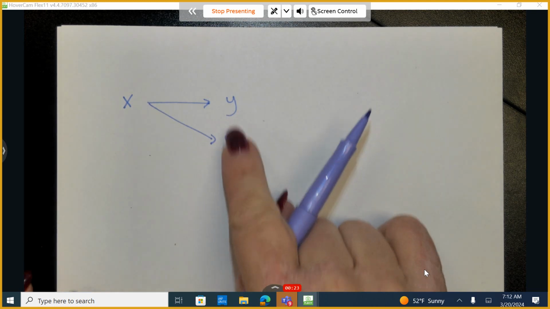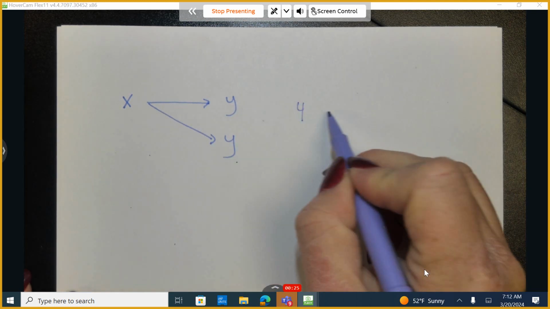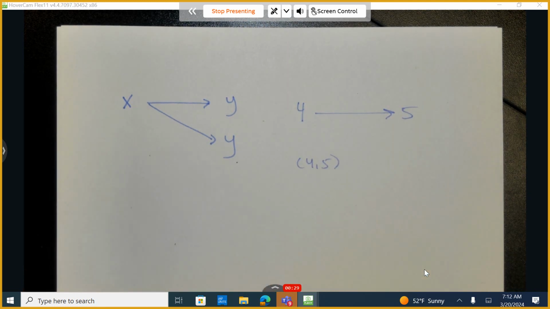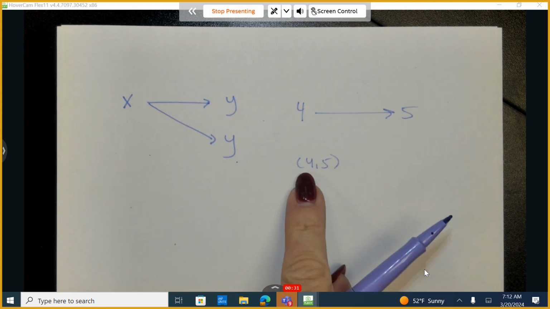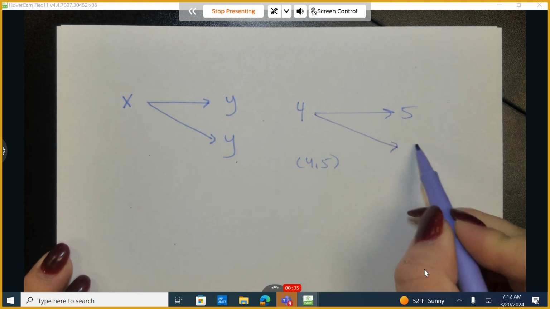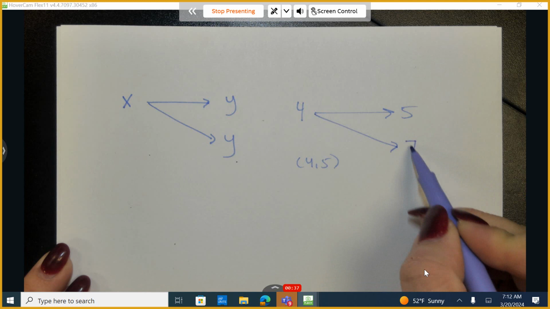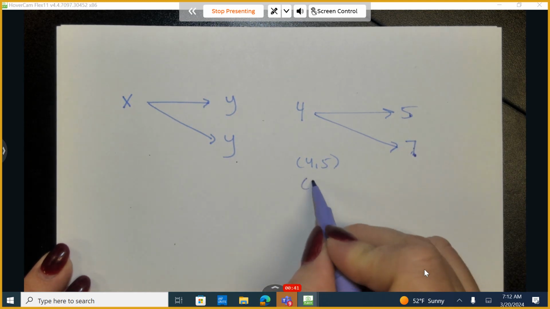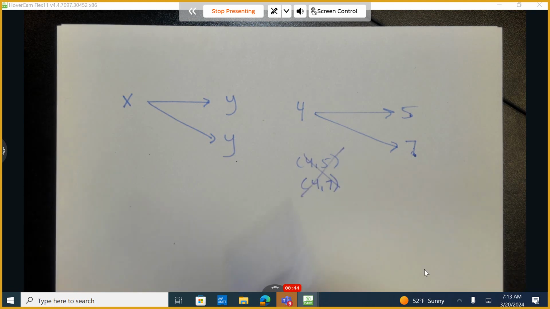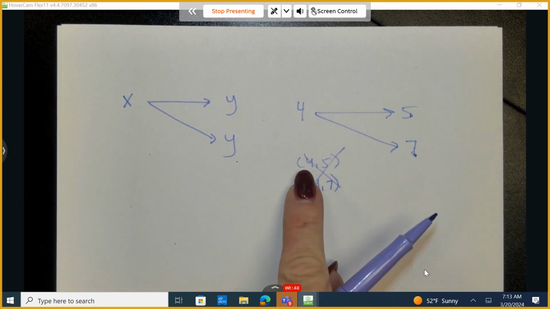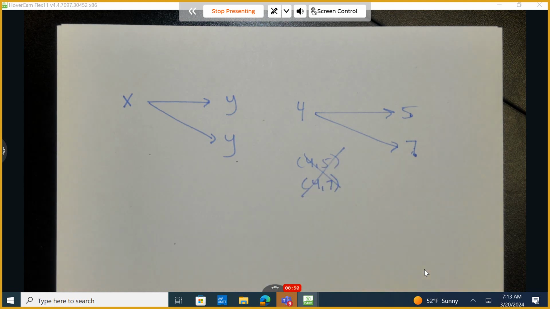For example, if 4 belongs to 5, we're used to seeing that as an ordered pair. 4 maps onto 5. This is my input, this is my output. Awesome. If 4 maps onto a different value, any output different than the original, so 4 maps onto 7, this is no longer an example of a function. So every x must belong to at most one y.